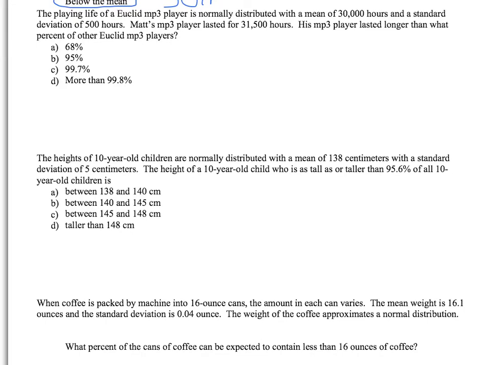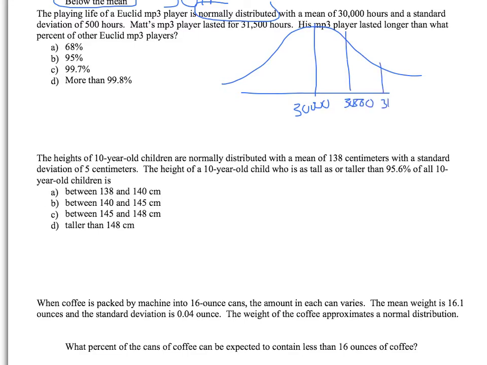The playing life of an MP3 player is normally distributed, with a mean of 30,000 and a standard deviation of 500. So let's draw our curve. The mean is 30,000. Standard deviation is 500, so 30,500, 31,000, and then 31,500. And in the negative direction, 29,500, 29,000, and 28,500.